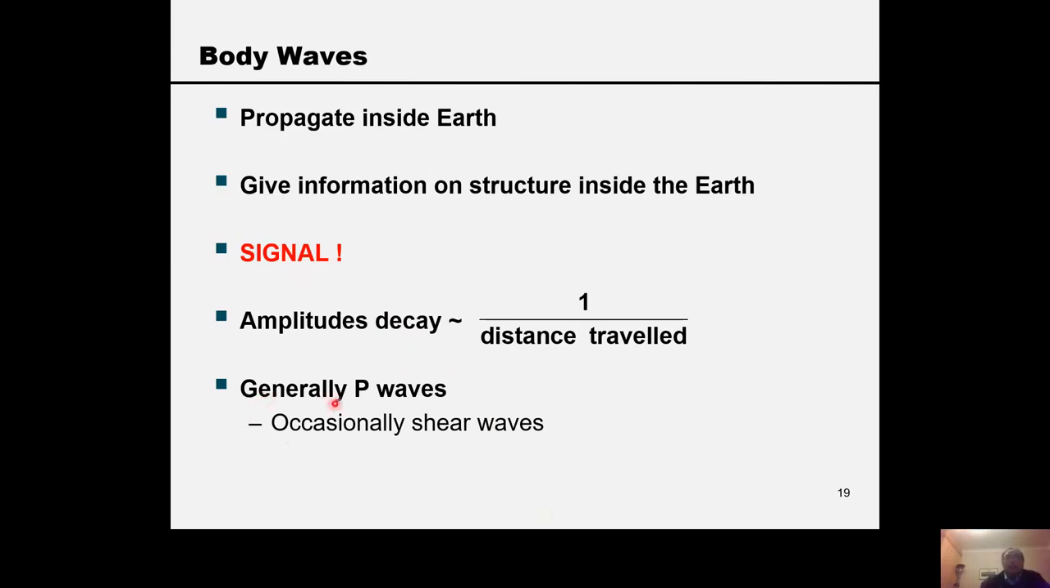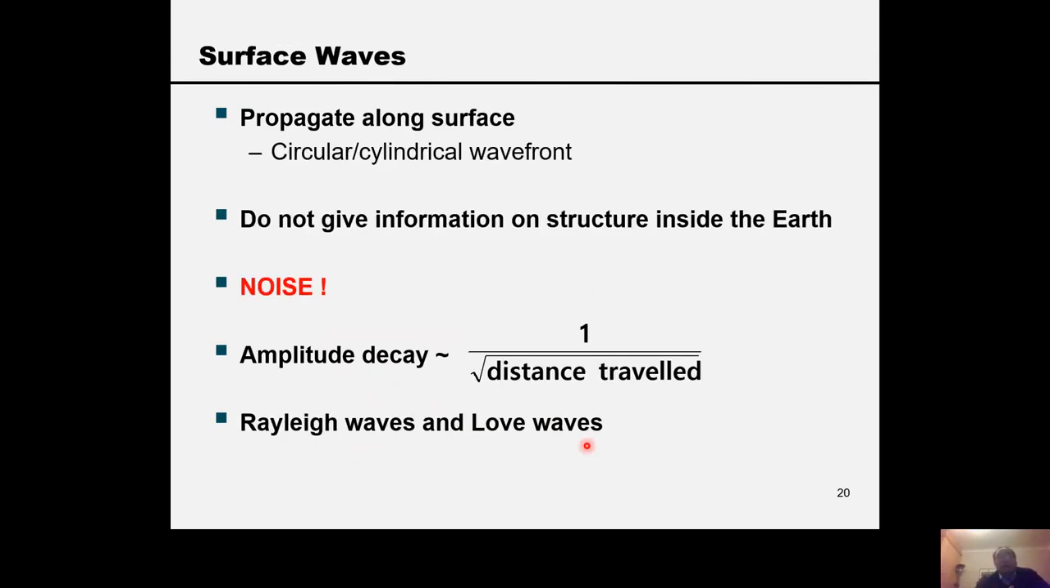Generally, in exploration seismology, we use P waves, and occasionally shear waves, which we'll discuss later. In exploration seismology, we treat the surface waves as noise, because they travel along the near surface and do not give us information on the structure inside the Earth. However, they are very difficult to separate from the signal because the amplitude decay is 1 over the square root of the travel distance.